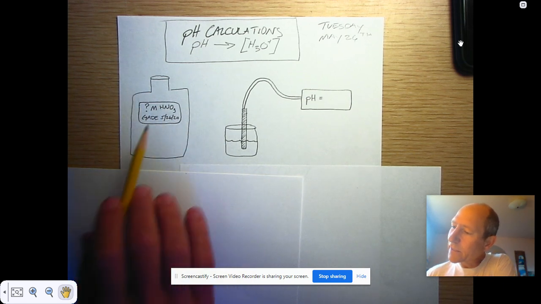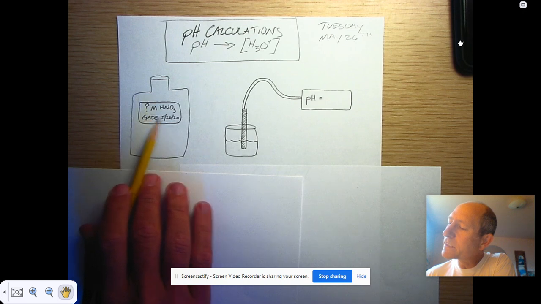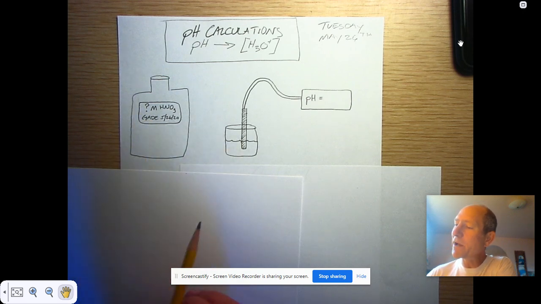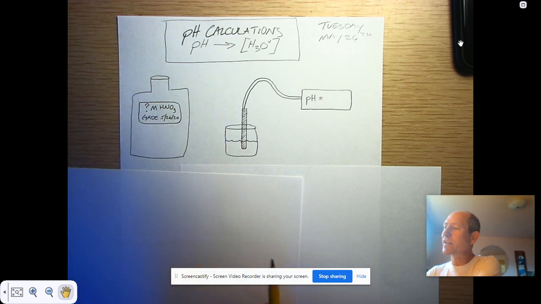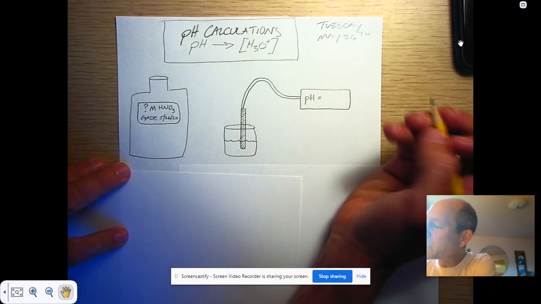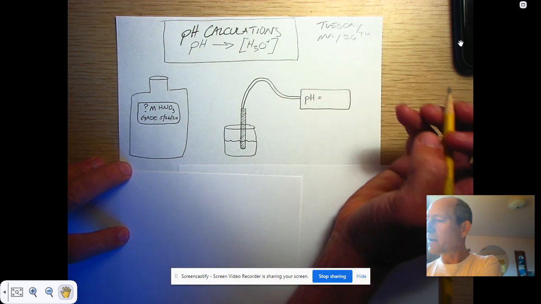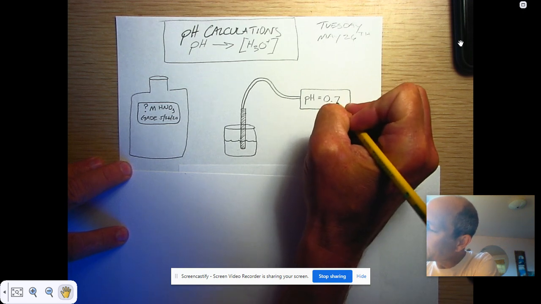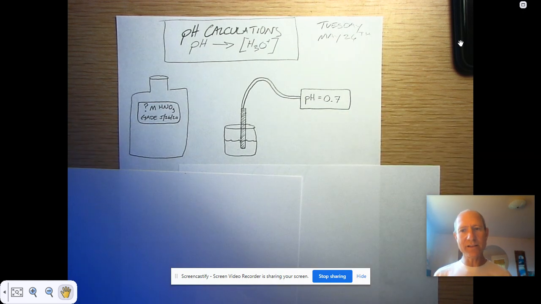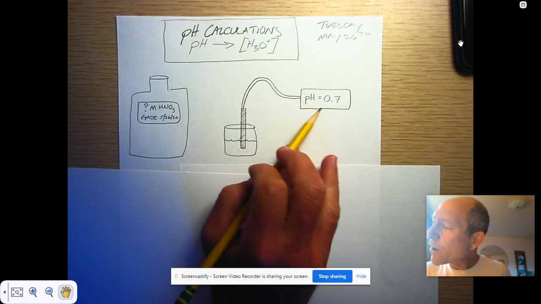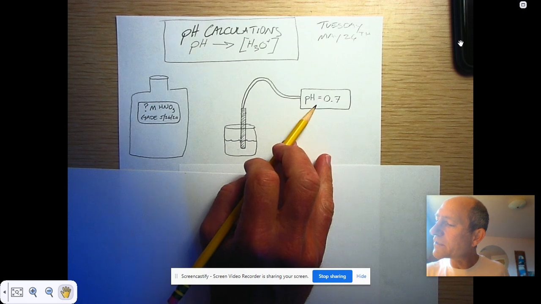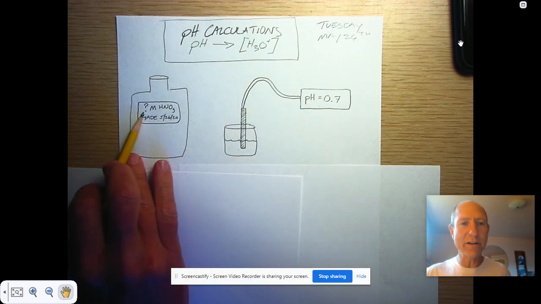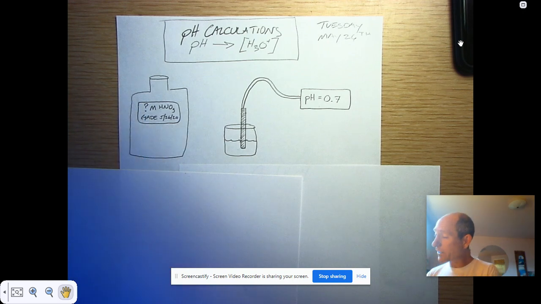So let's say we take this pH probe and we measure the concentration of this nitric acid. And let's say that the pH comes out to be, oh, I don't know, let's say it's pretty darn acidic. Let's say it comes out to be 7/10. Does that sound good? So how can we use this pH in order to determine or infer the concentration of this nitric acid right here?